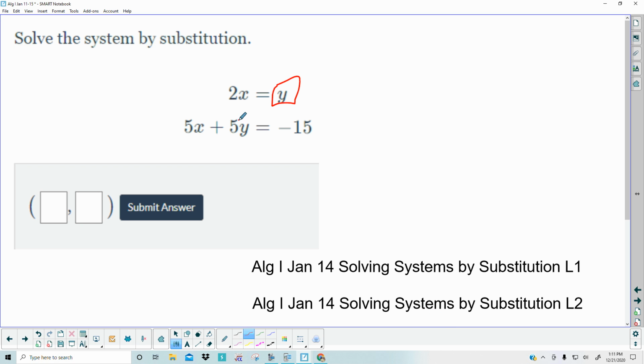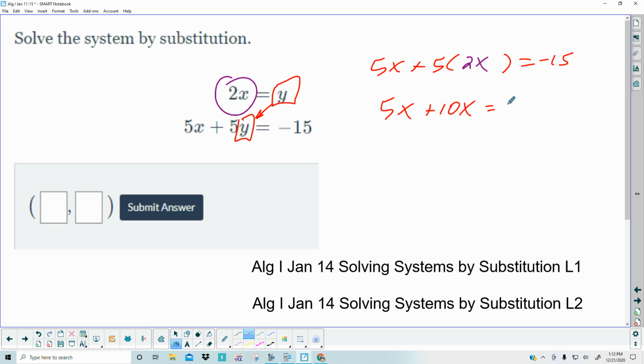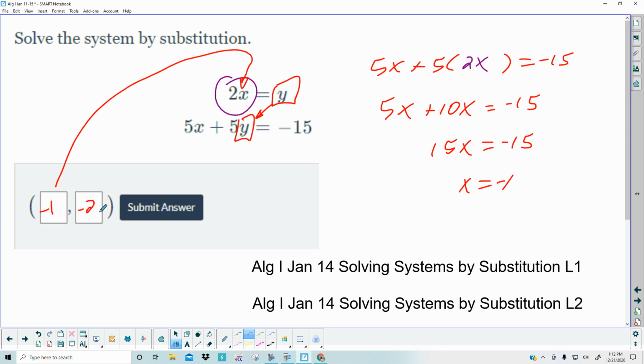Here's a y. There's a y. Replace this y with what it's worth. 5x plus 5 times whatever y is worth is negative 15. y is worth 2x. So I'm going to fill 2x in there. So you get 5x plus 10x is equal to negative 15. 15x is equal to negative 15. Divide by 15, x is negative 1. Fill that in for x to find your y. There you go.